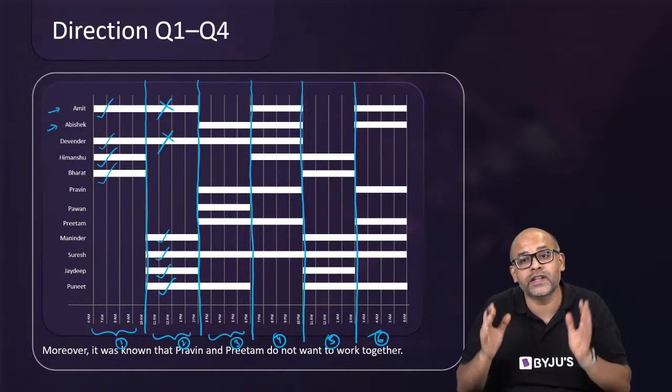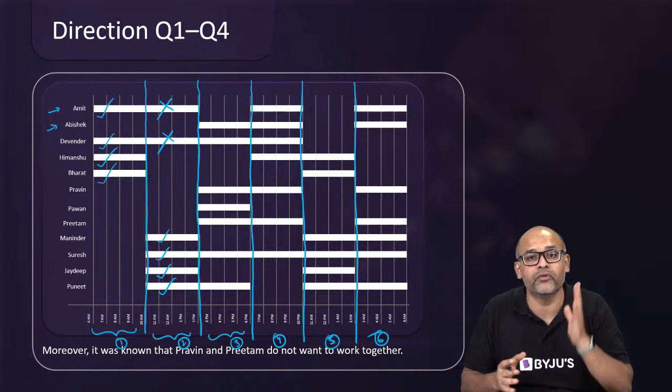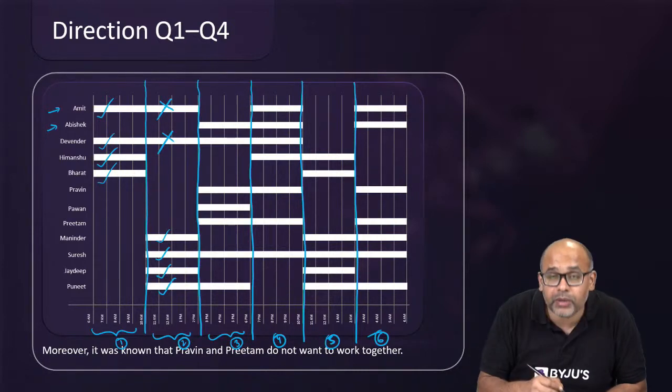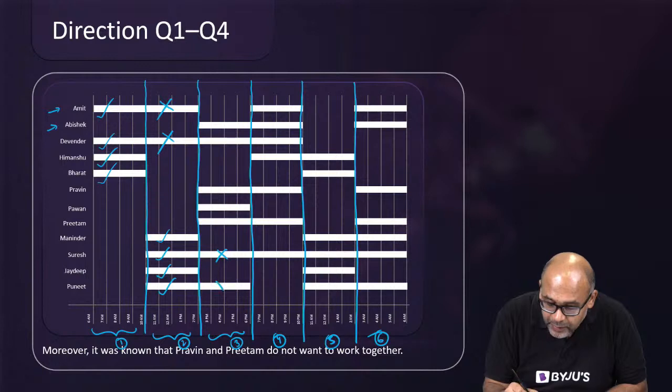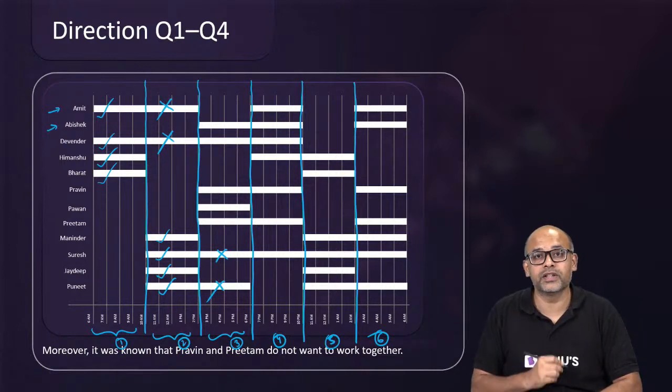Because already out of the 6 people, 2 people are not there for you. So remaining 4 are available for you. Now the moment you write this, these 2 people will be ruled out in the third shift.